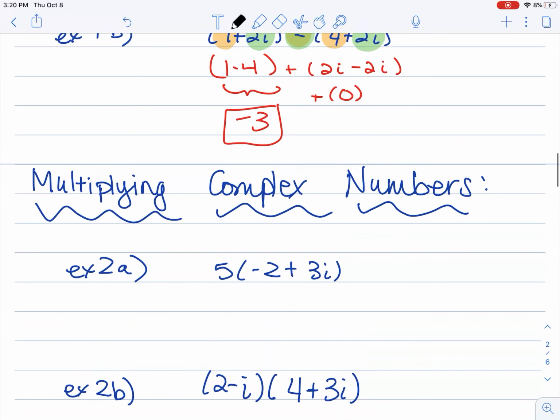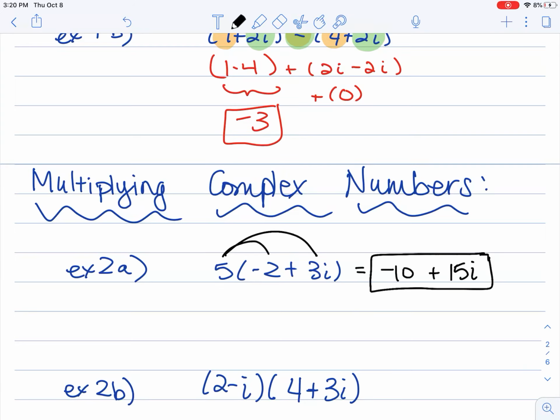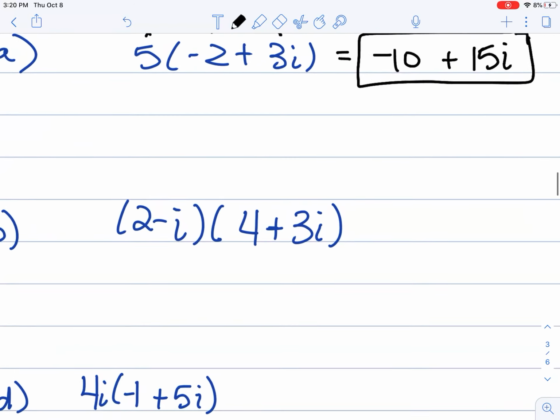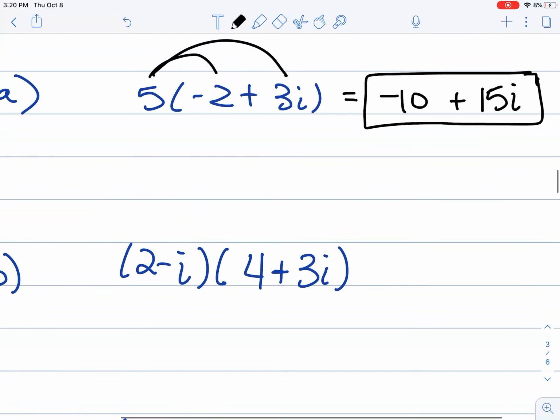Okay, so we're looking at that, and we're going to multiply some complex numbers just like we would distribute if it was any other binomial, and this becomes 5 times negative 2 is negative 10, plus 5 times 3i is 15i. And that's our answer, because we keep the real part in front, the imaginary part in the back. Just like this one, we've got a binomial of complex numbers.